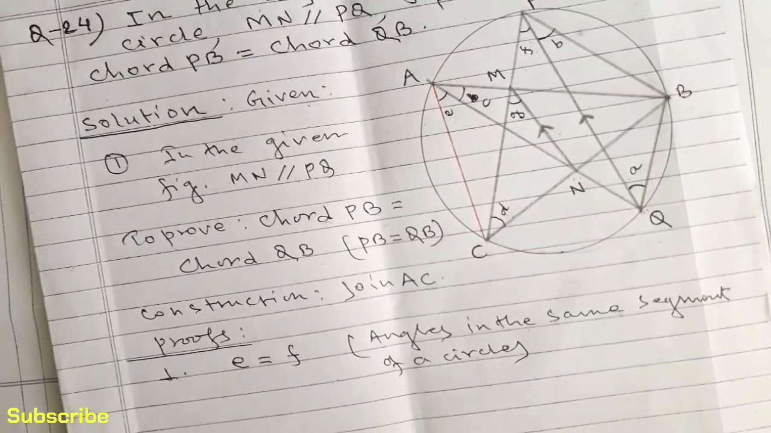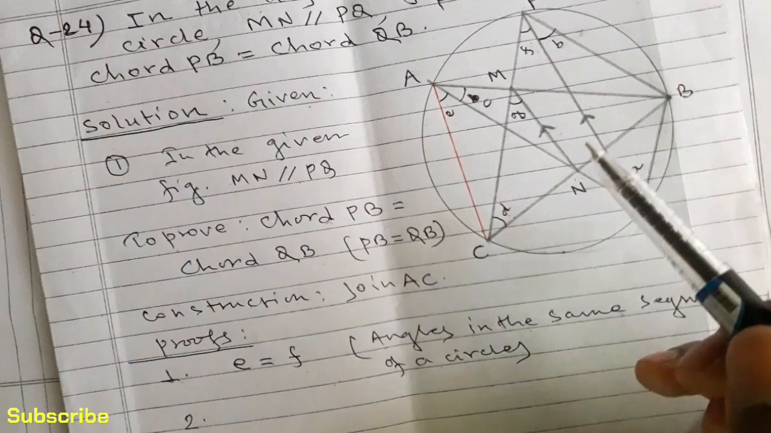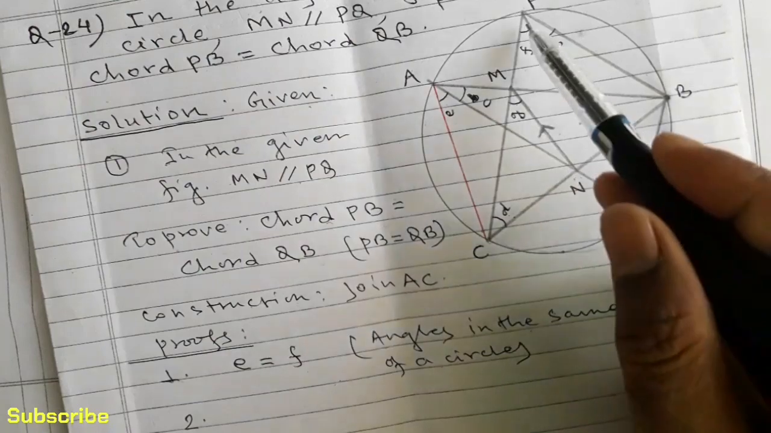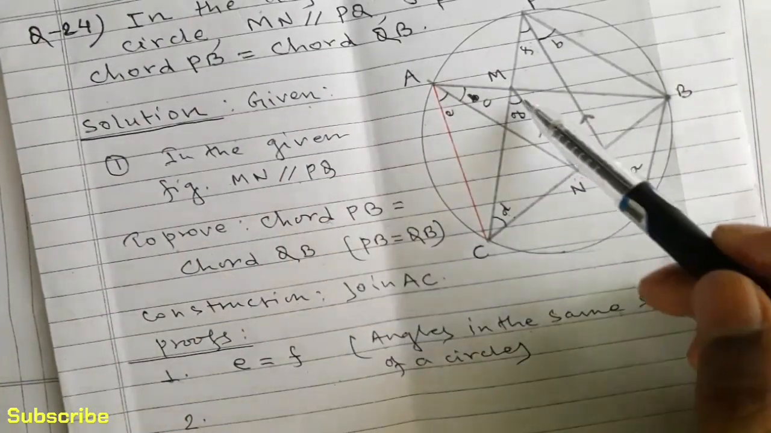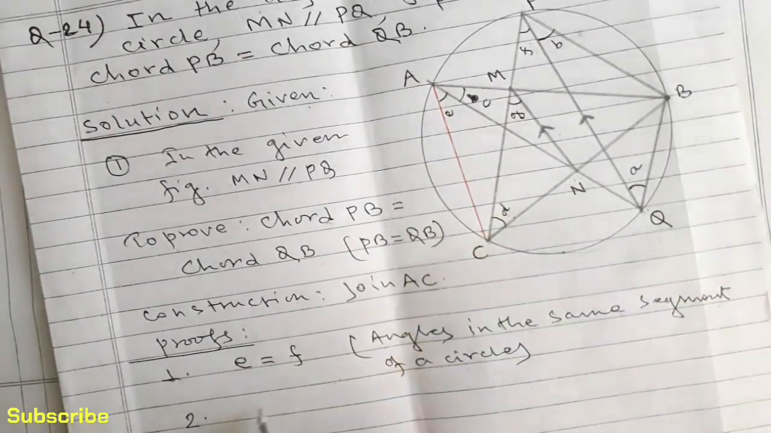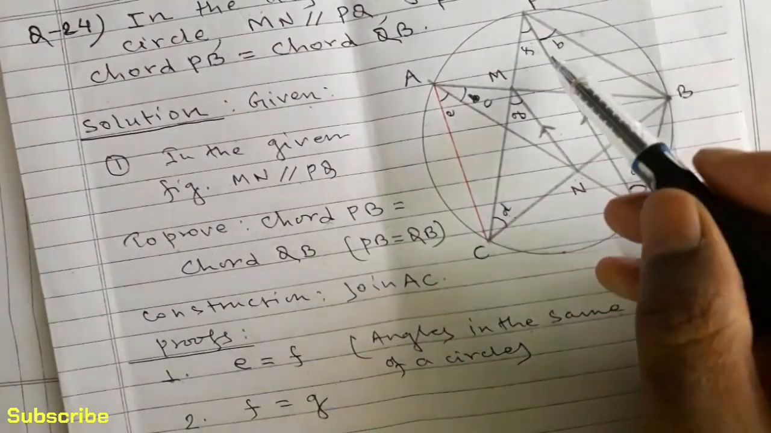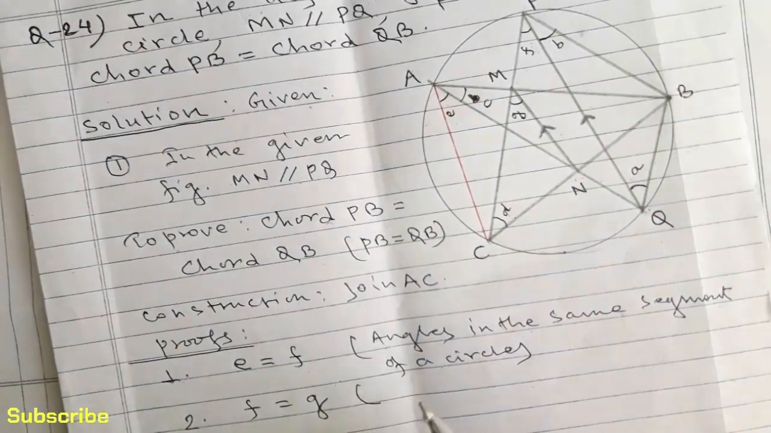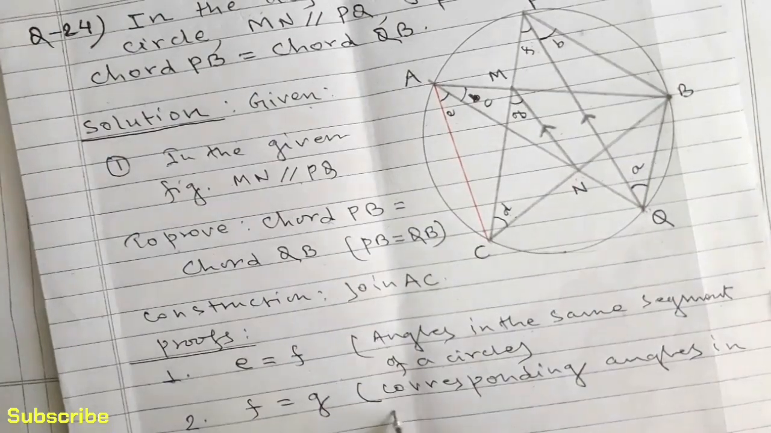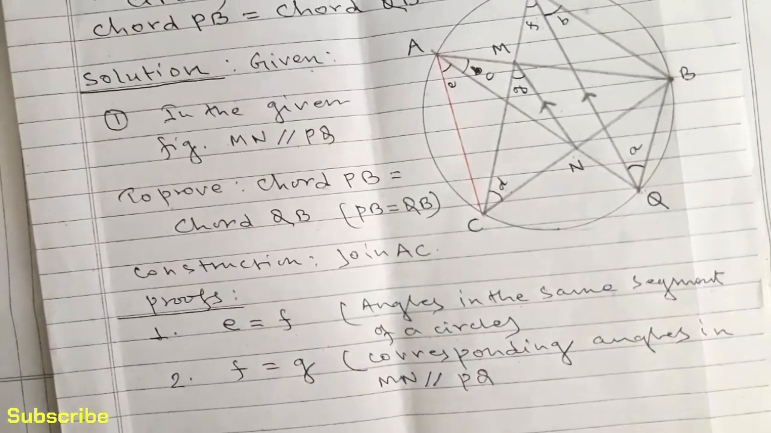Now in statement number 2, we can write angle AF is equal to angle G. Dear students, the two lines MN and PQ are given parallel. So if MN and PQ are parallel, then we can write angle AF is equal to angle G. The reason is corresponding angles, MN parallel to PQ.